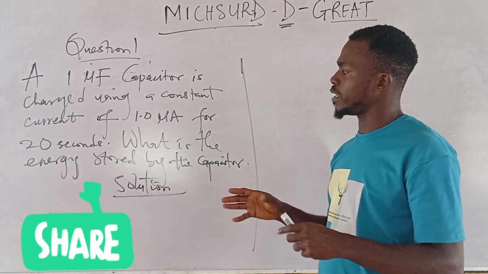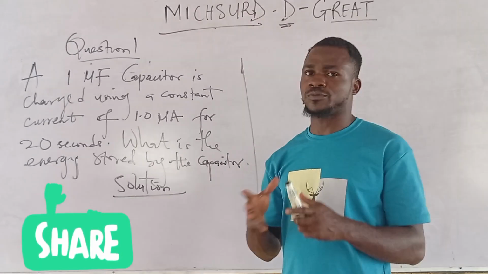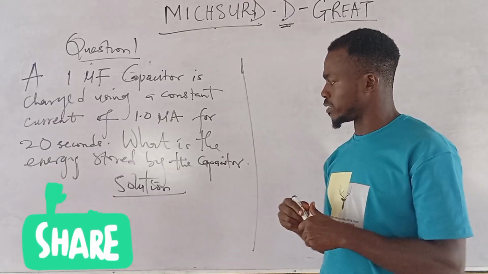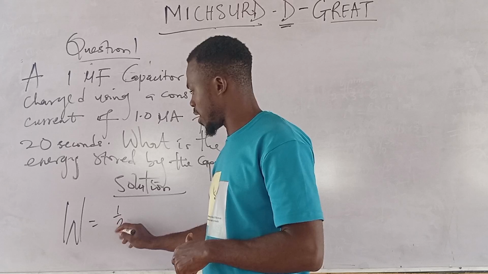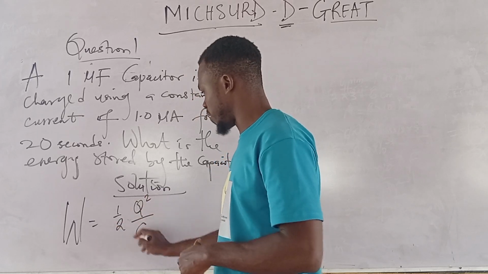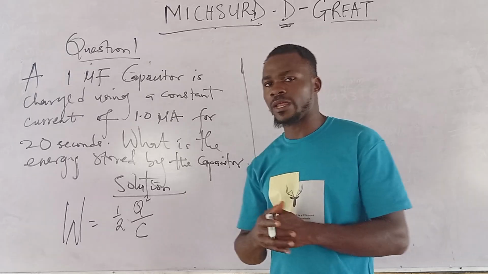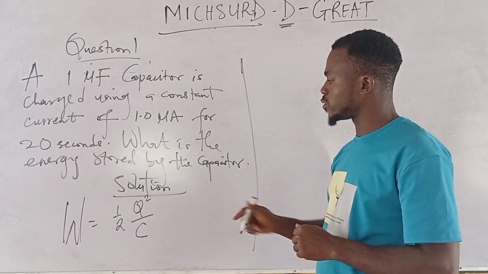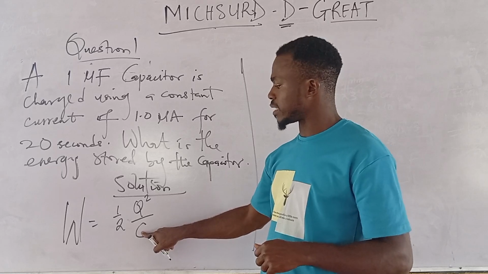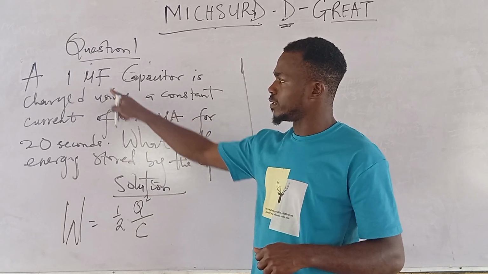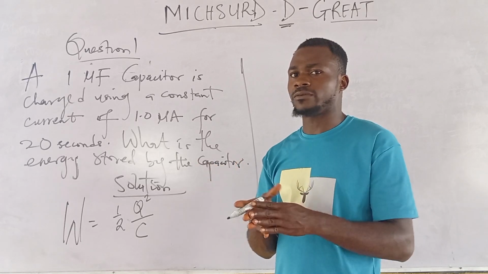So we want to get the energy stored by the capacitor, and we have different formulas we can use. So we can solve using W equal to half Q squared all over C as the work done in the capacitor or energy stored in the capacitor. So you can see clearly from the question that the capacitance of the capacitor is given, but it seems like we don't have the charge, but we can calculate for the charge.